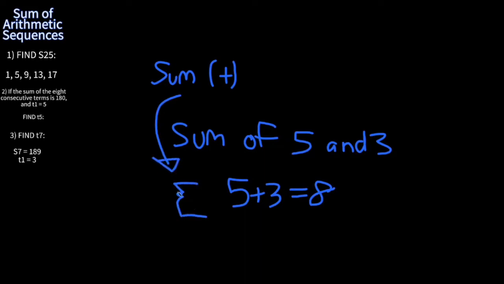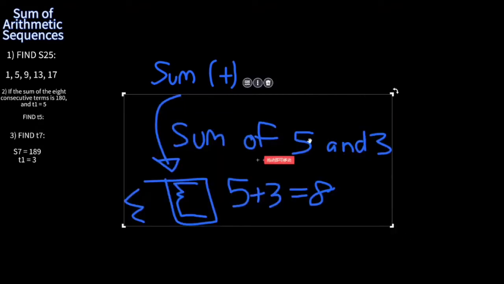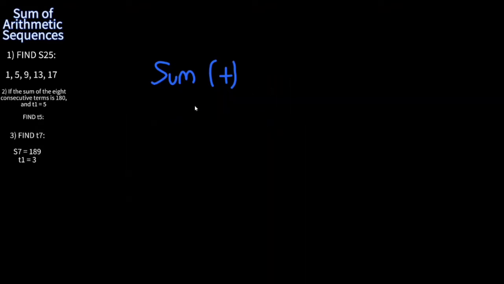this symbol. I'm not too sure, I don't know how to draw it correctly. It's like a backwards E. And that also represents the word sum. When you do that, it basically means to add everything.